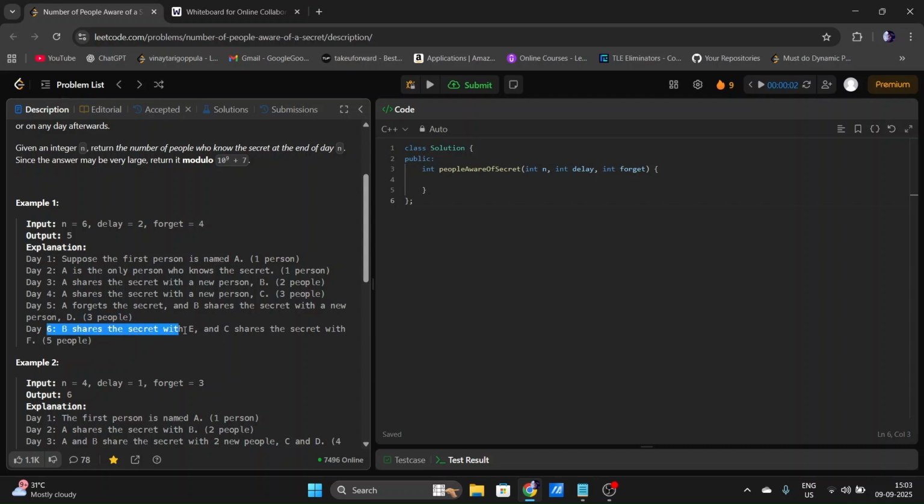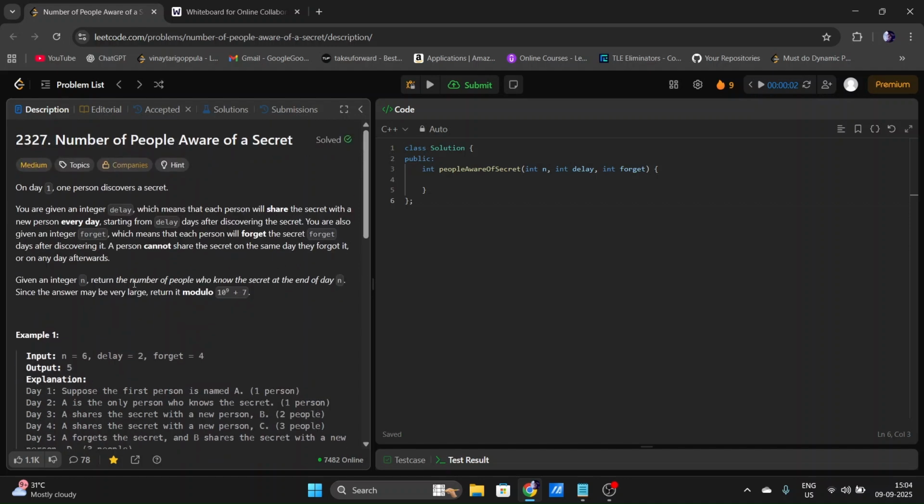On day 6, B shares the secret with E, and C also shares, because C learned the secret at day 4 and has now reached the delay days, I mean after 2 days. Now he can share that secret, so he shared with another person. So at last, five people know the secret. The answer may be large, so we have to return it modulo 10 power 9 plus 7.